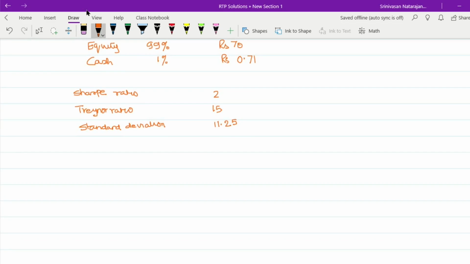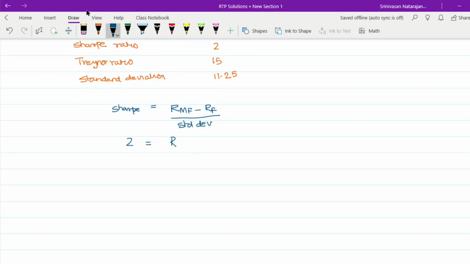Now how do we calculate Sharpe ratio? Sharpe ratio is equal to return of mutual fund minus risk-free, whole thing upon standard deviation. Now in this case, they have given Sharpe ratio is 2, which is equal to return of mutual fund minus risk-free, whole thing upon standard deviation, which is given as 11.25. Now if we solve this for return of mutual fund minus risk-free, therefore return of mutual fund minus risk-free will be 11.25 into 2.